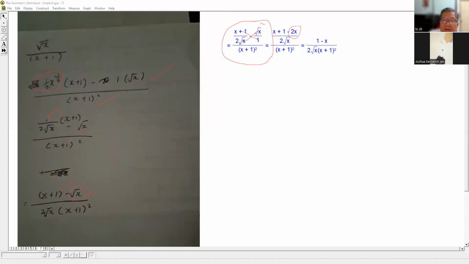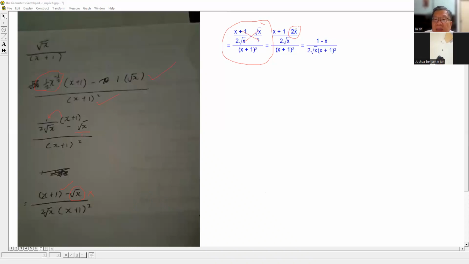How do you get 2x? You have 2 square root x multiplied with square root x. So far, any question? This part is correct already. This one only. Why is it wrong? Because you have to put square root x over 1. When you multiply, it becomes 2x. It's not square root x. So far, any question? No. No, then we can simplify.